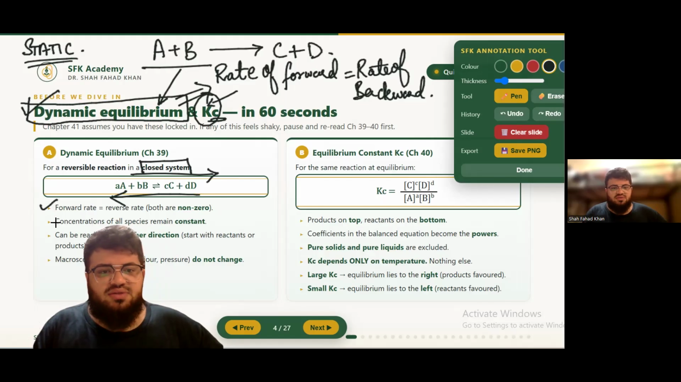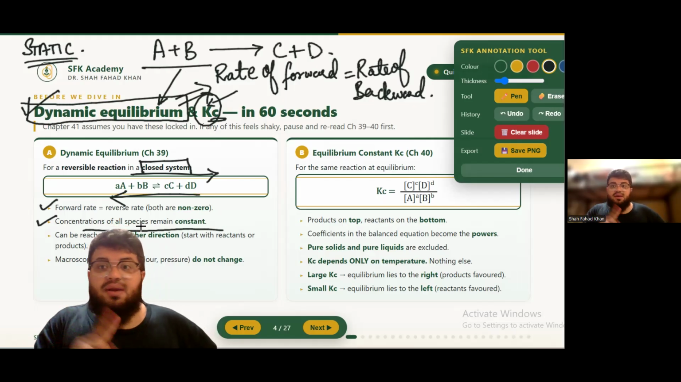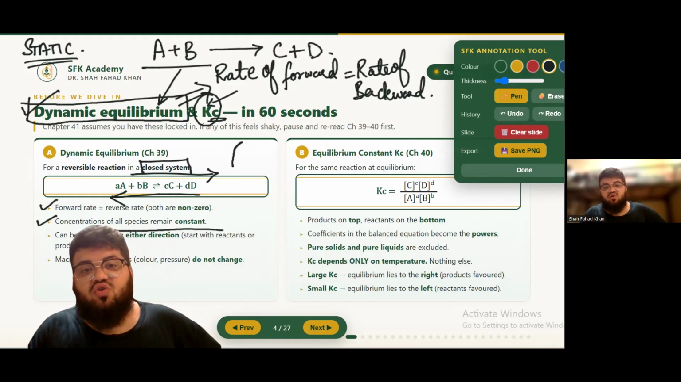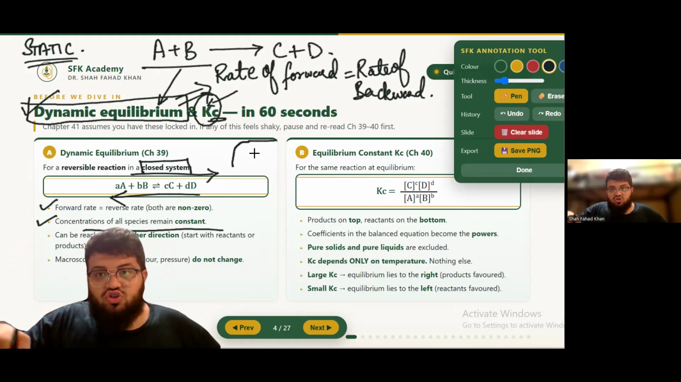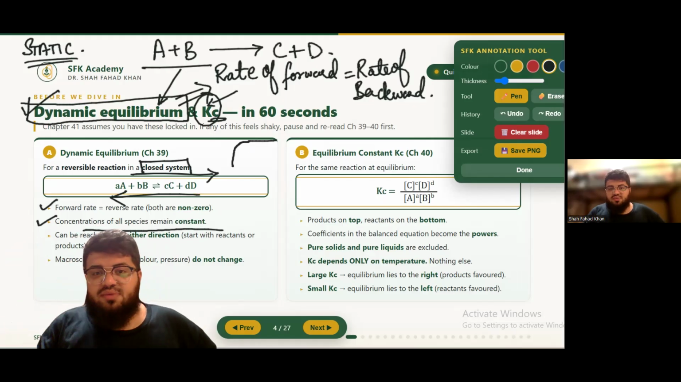So the forward rate becomes equal to the reverse rate. That's when dynamic equilibrium is established. The concentration of all species remains constant. It becomes constant, but does not become zero. Keep that in mind. If you look at the graph, it might have been going up, but then it becomes a horizontal line. It doesn't fall down to zero. It becomes flat.